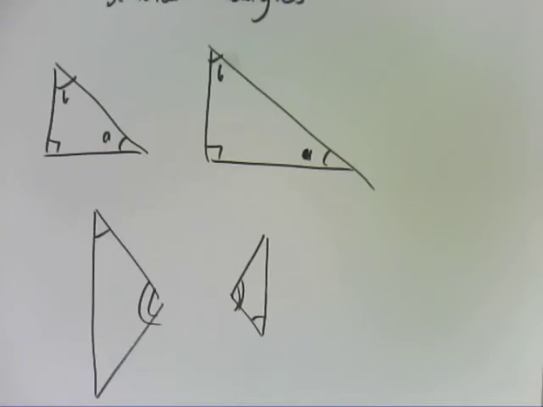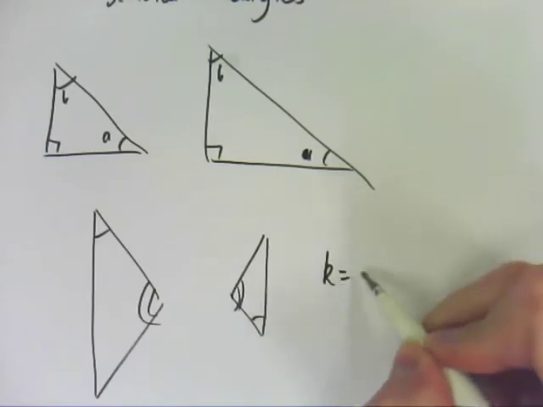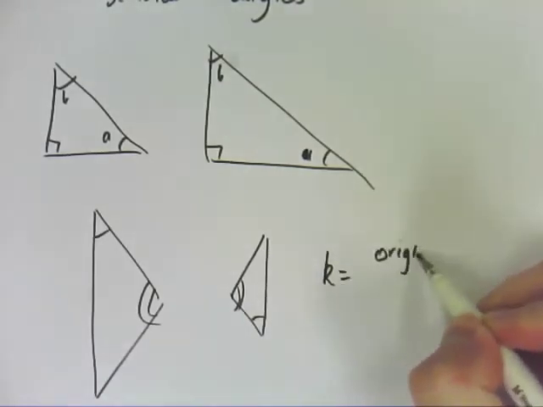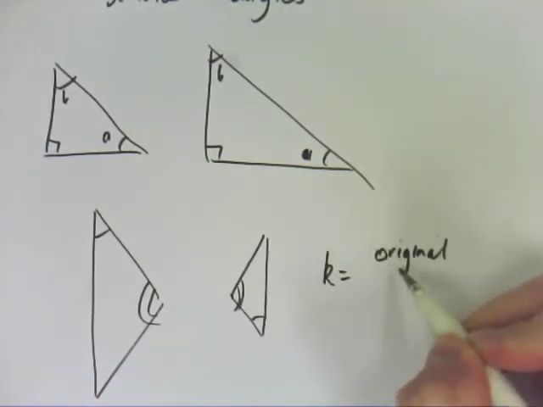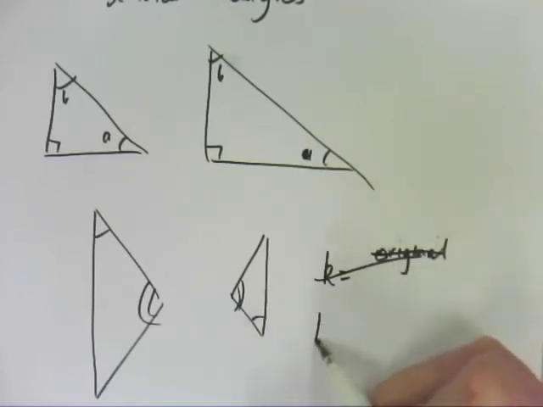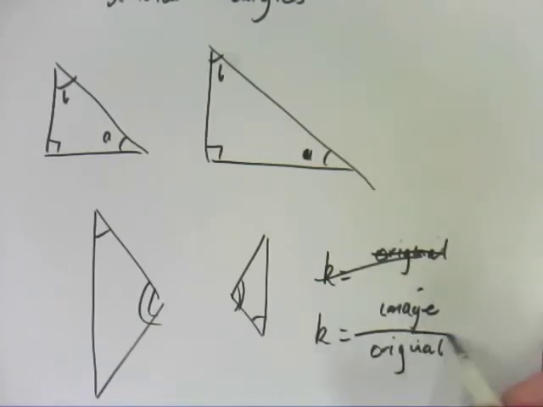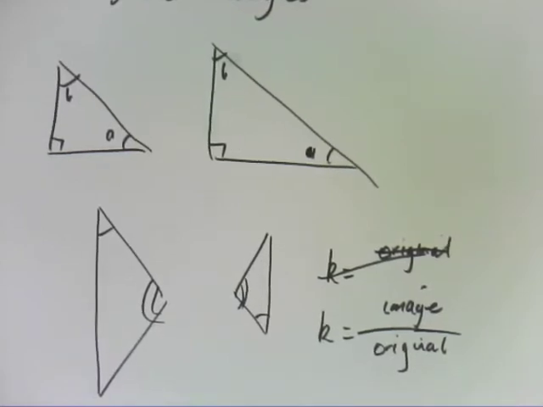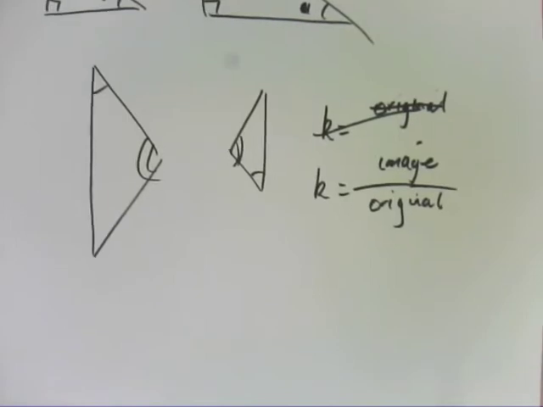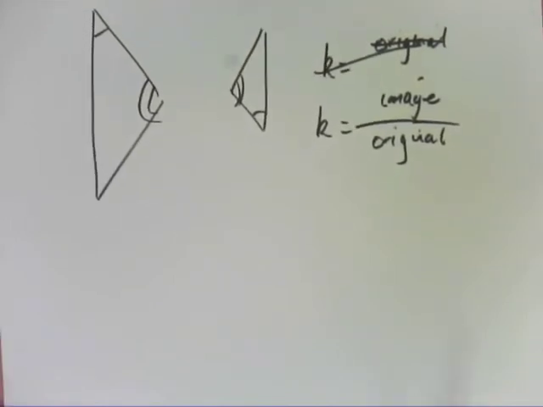There are a couple of rules you need to remember. The scale factor is the length of the image divided by the original. So that hasn't changed. Image divided by original. But if the triangles are going to be similar, they must meet one of the following conditions.